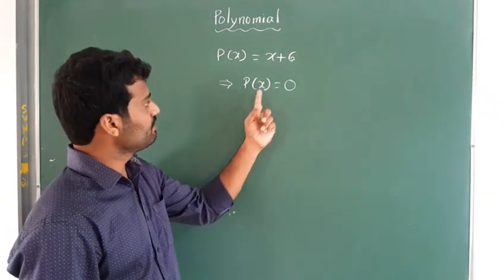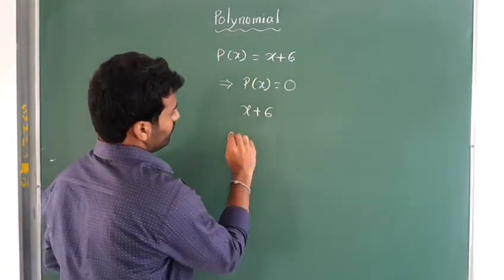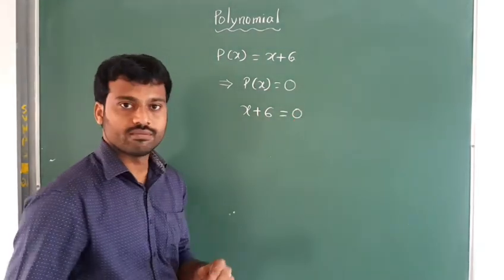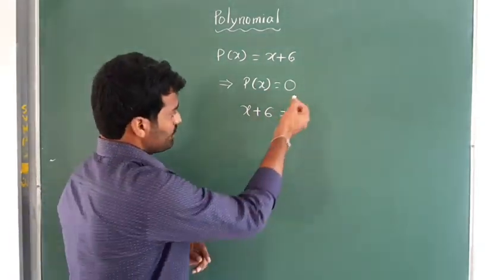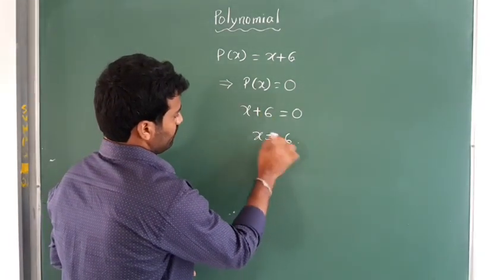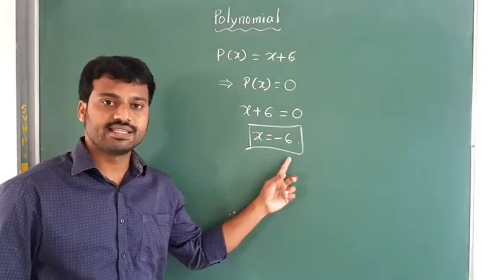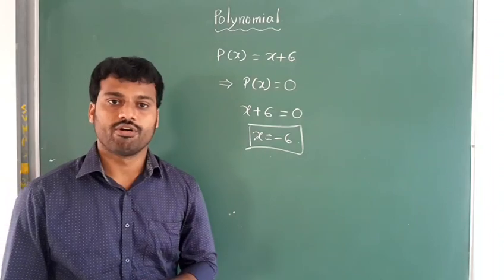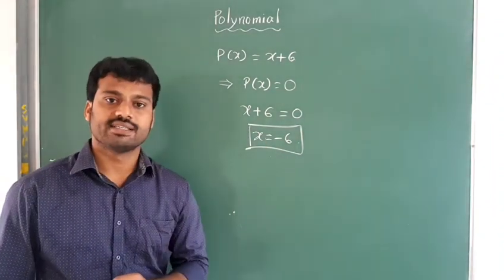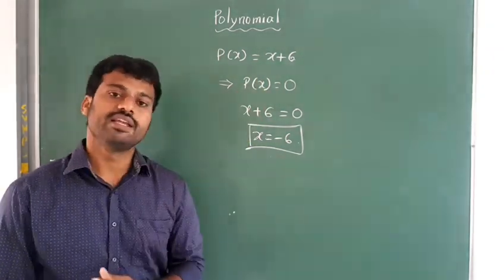So p of x means what? x plus 6. Sorry, x plus 6 is equal to 0. Just transpose it, transpose the x first. x is equal to minus 6 is the zero of this polynomial. This is for the linear equation.